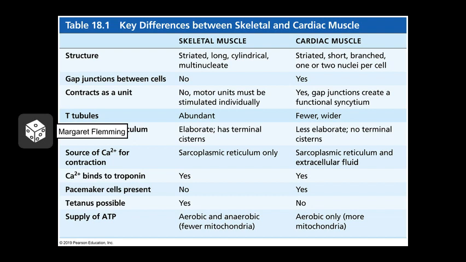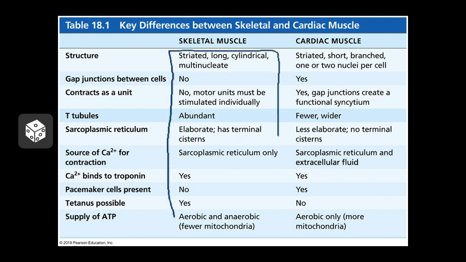As I mentioned in the previous slide, this table really shows you the key differences between the 2 muscle types, skeletal and cardiac. From A&PII, you should be very familiar with the characteristics of skeletal muscle. And so you can see where they are similar and where they are different.